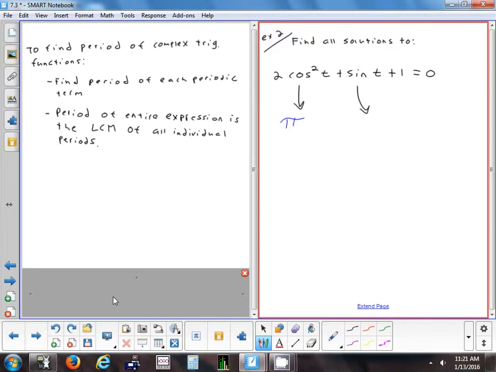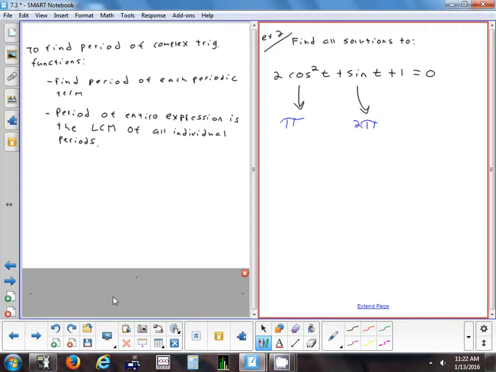Okay. Now, what's the period of sine? Yeah. 2 pi. So what's the period of the entire problem? No, pi is not the least common multiple of 1 pi and 2 pi. If you get stuck, think of what's the least common multiple of 1 and 2. The smallest number you can think of, they both divide into without a remainder.